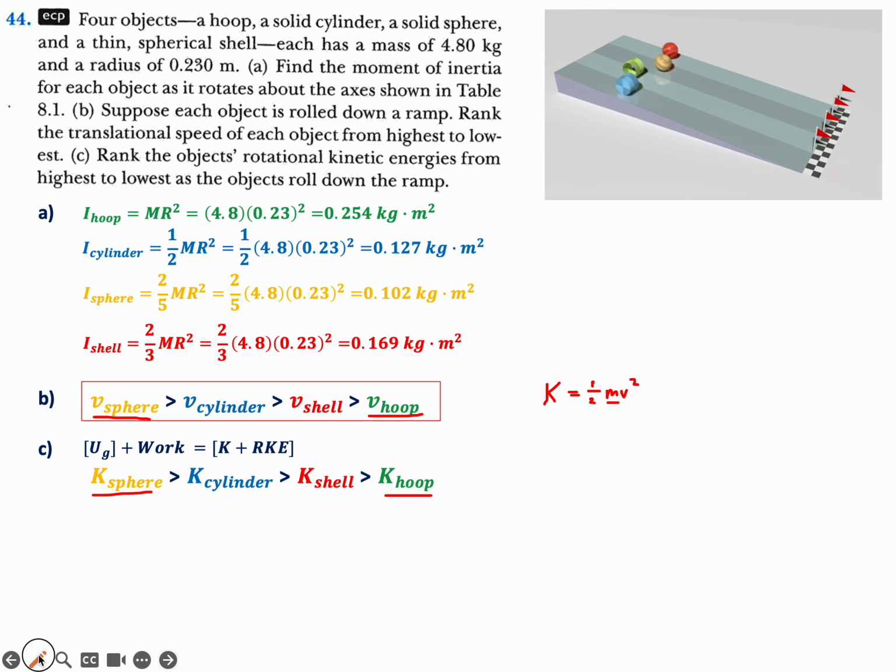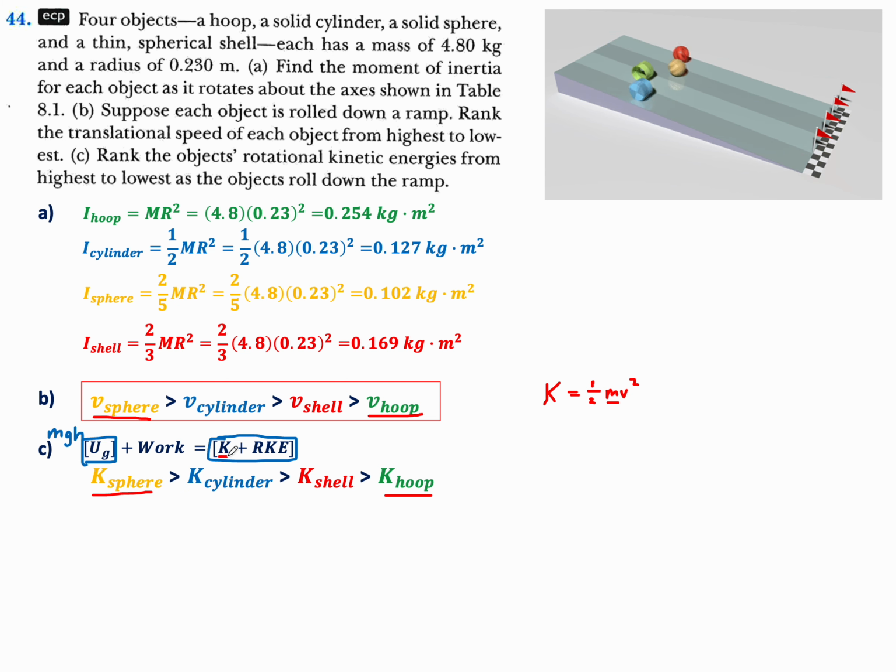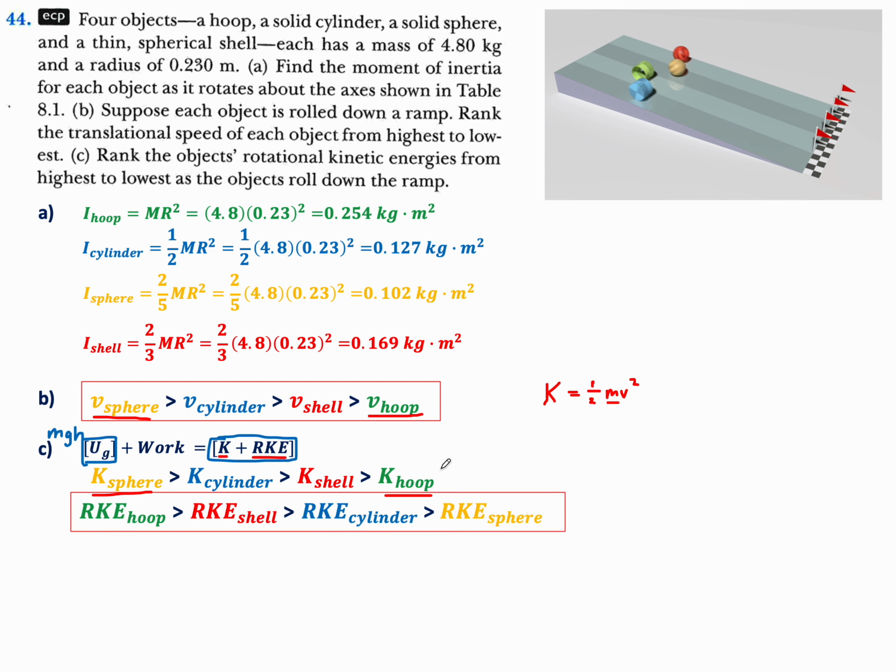And then here's where we've got to do a little bit of thinking. The sum of the kinetic and rotational kinetic energy at the bottom has to be the same as the mgh it starts out with. Please remember that they all start out with the same amount of gravitational potential energy, mgh. But now, if the sphere has the most regular kinetic energy, what's going to be true about its rotational kinetic energy? Well, it's going to be the least.